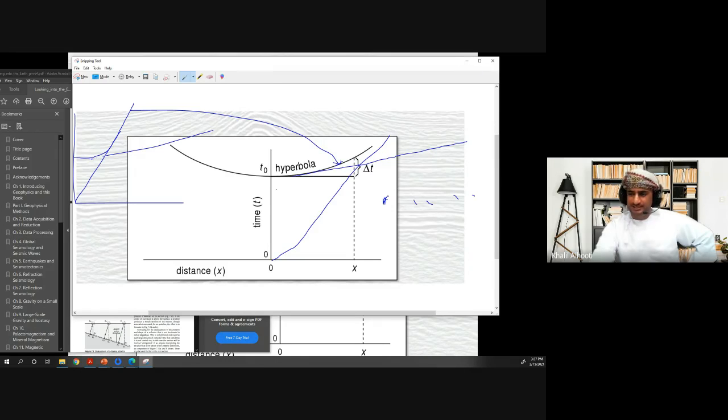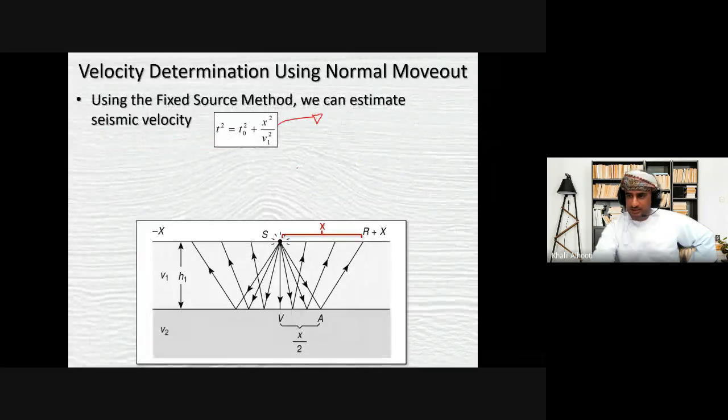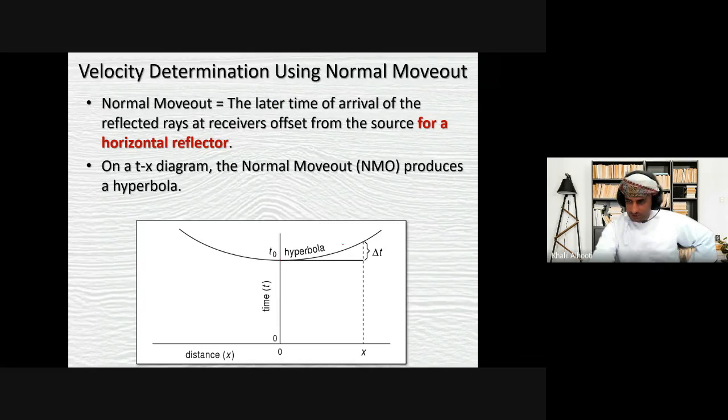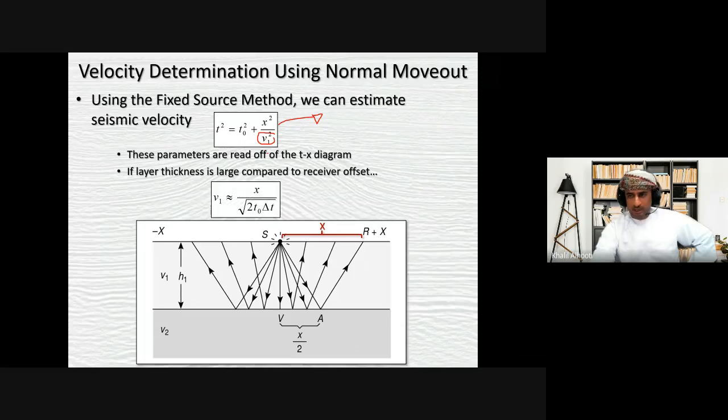So what can I read? I can read the T naught. I can read the X at a specific geophone. There is a geophone here. What's remaining? The remaining part is velocity. I can read T naught, that's the T naught of this reflector. So I can obtain V naught. And they can simplify it as such.